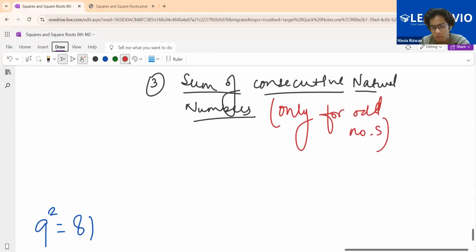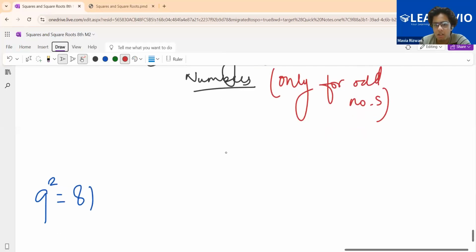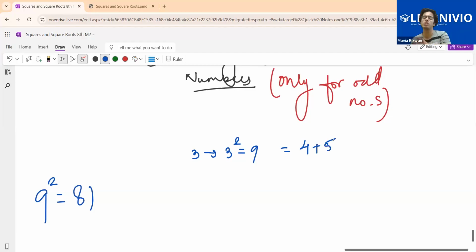Okay. Now I'll tell you what this actually is. Let's take an odd number, that is 3. So, children, 3 square is equal to 9, right? Now 9 we can write as 4 plus 5. That is a sum of consecutive numbers. We can write 9 as the sum of two consecutive numbers. Oh, sorry, not odd numbers, natural numbers. Sum of two consecutive natural numbers, that is 4 and 5.